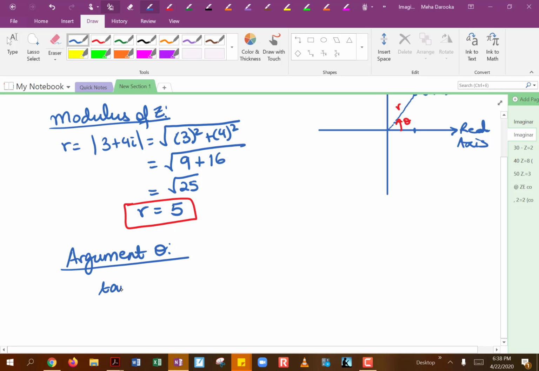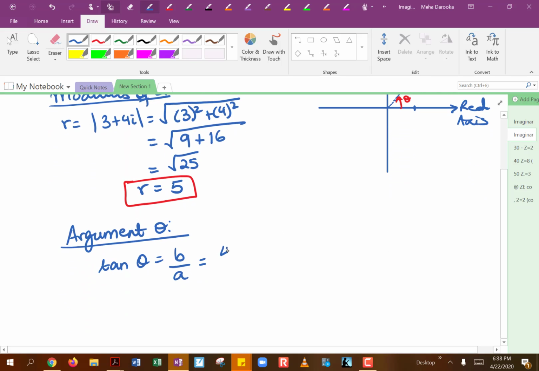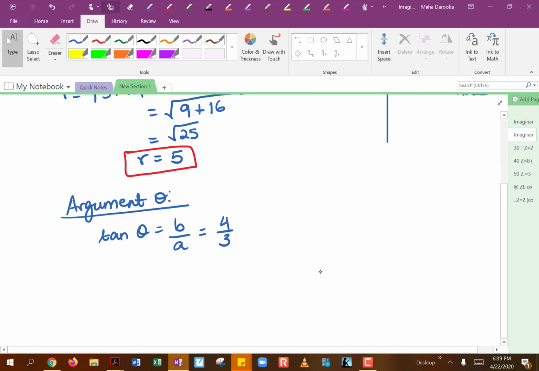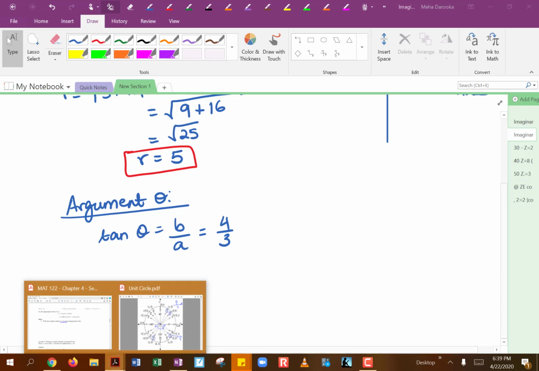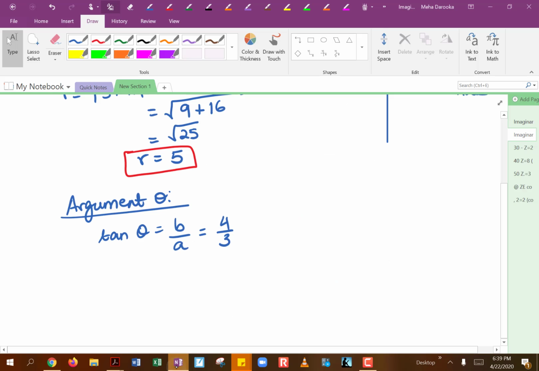So again, we use tangent of theta equals b over a. So that will be 4 over 3. And 4 over 3, again, is not a value you are actually going to see in your unit circle. So since this does not work for our unit circle, we will go ahead and use arctangent of 4 over 3 and then use our calculator to simplify that.